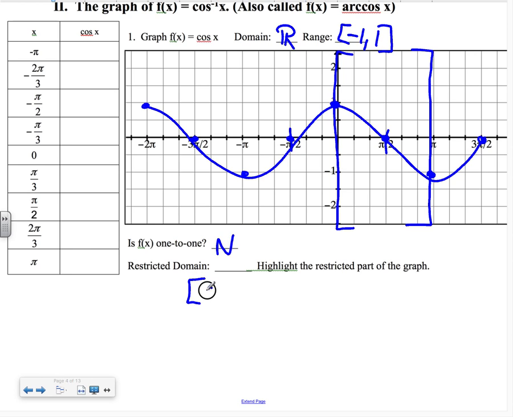It's going to be from 0 to pi now to make it one-to-one. Okay? And we're going to do the same thing we did before. So these are not periodic graphs, they're just a piece of an inverse of a sine or cosine. All right, everybody good?